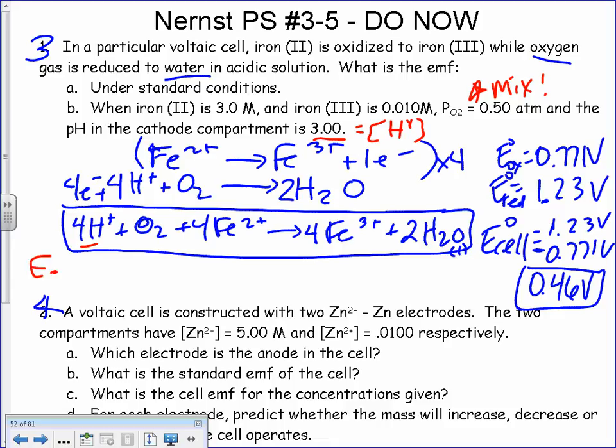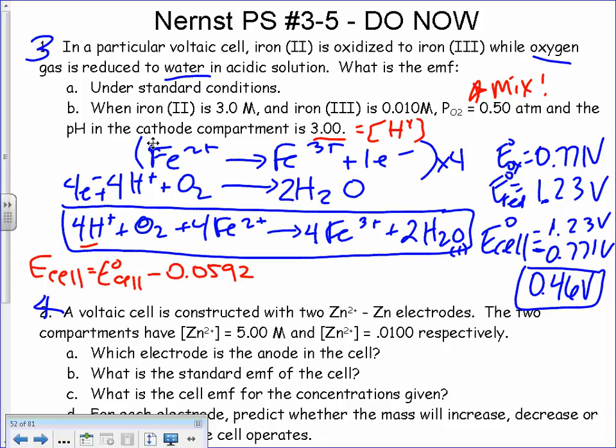E cell, which is our new E cell we're looking for, non-standard, equals E naught cell, which is calculated already, minus 0.0592 over what? You guys have your notes equation. Pull out your notes. It doesn't sound like you have looked at this enough to have it memorized. You don't have your equation memorized.